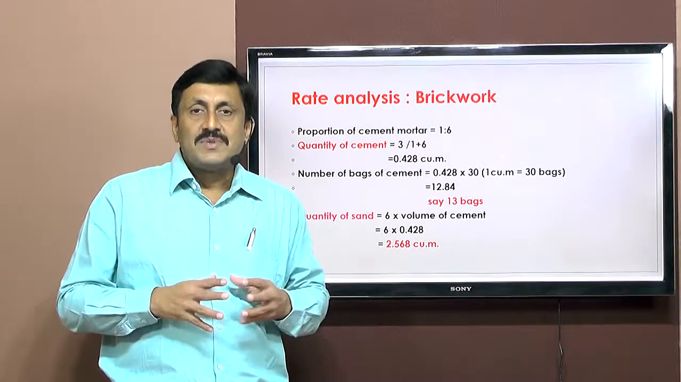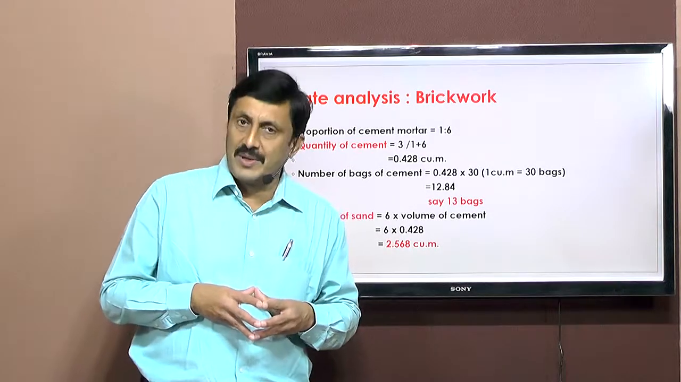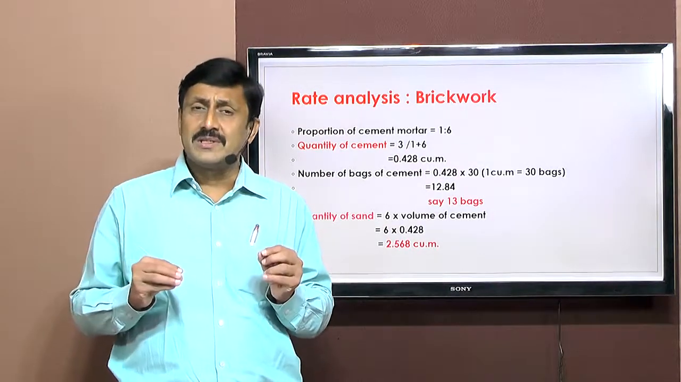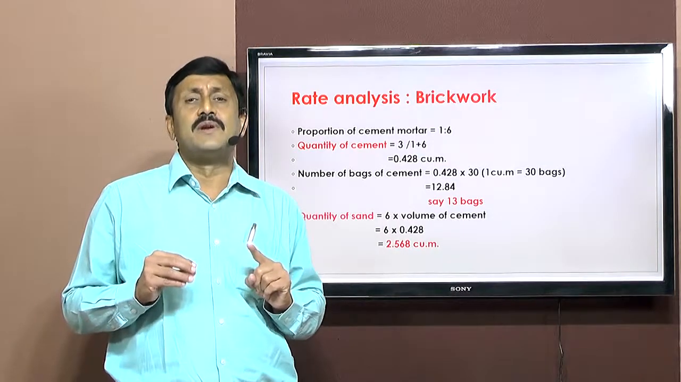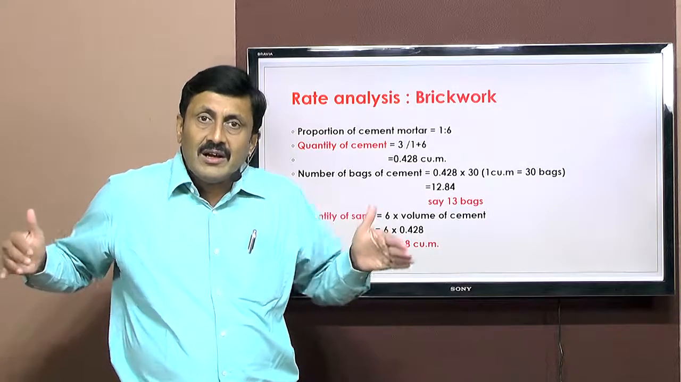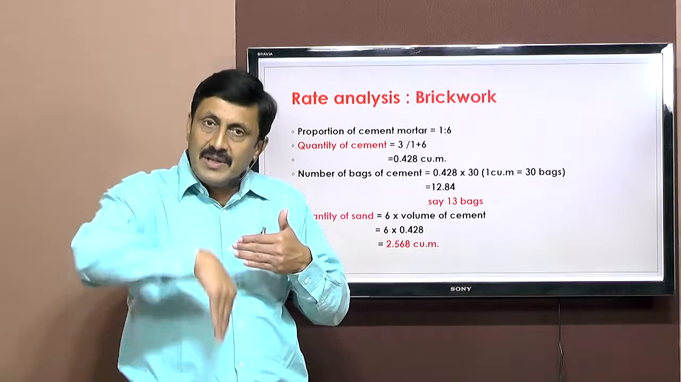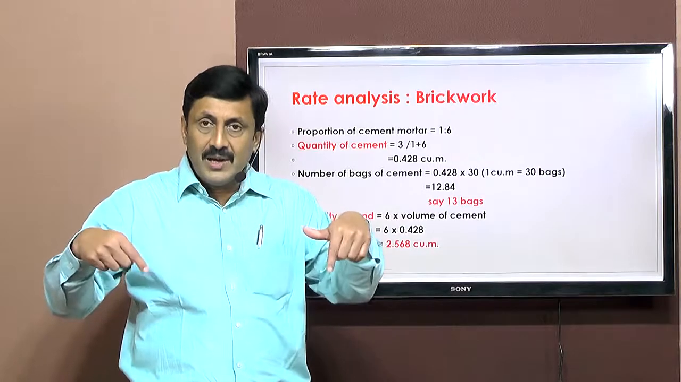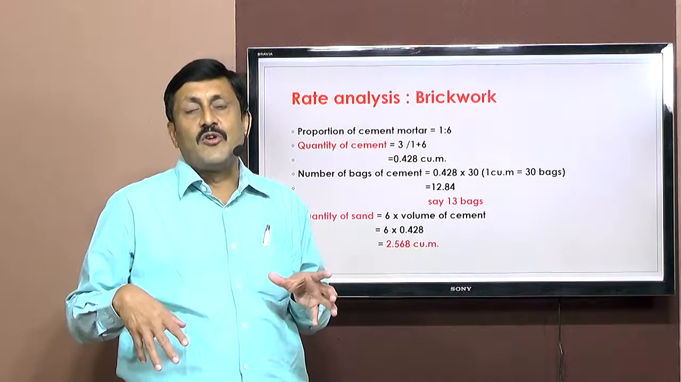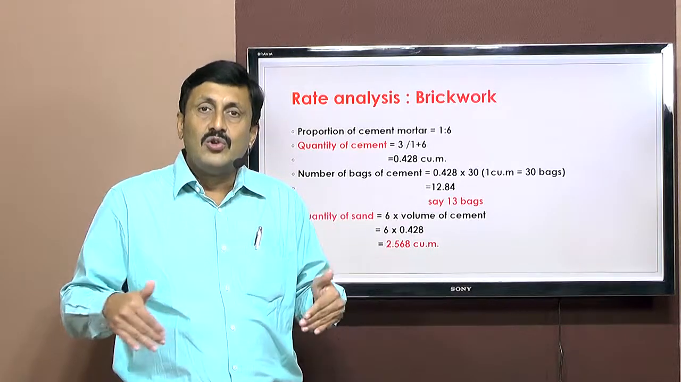When you take 1 bag of cement, its volume is 0.035 cubic meters. Remember, volume is 0.035 cubic meters and weight of 1 bag of cement is equal to 50 kg. So if you take a container of 1 meter length, 1 meter width and 1 meter depth, I repeat, if you take an empty container of 1 meter length, 1 meter width and 1 meter depth, how much will be the volume? That is 1 into 1 into 1. So 1 cubic meter will be the volume of this empty container.